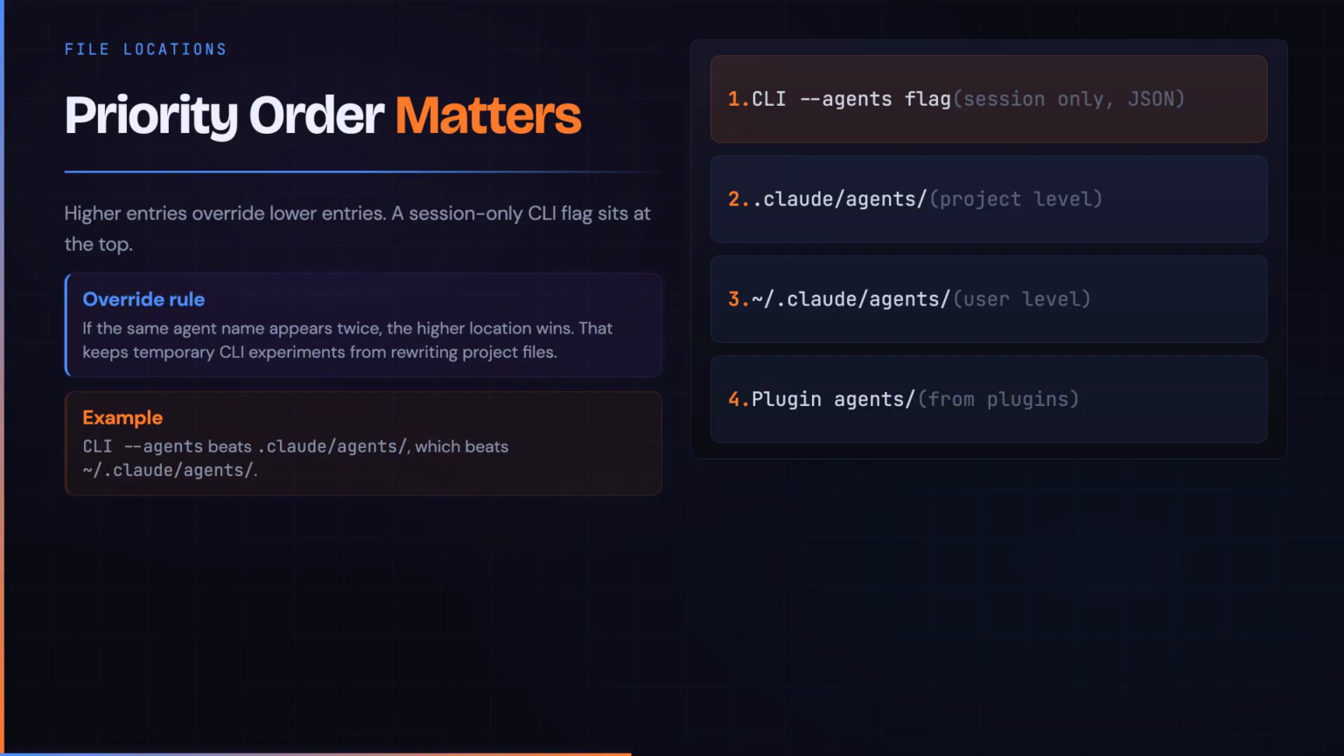Think of agent locations like a stack of override folders. The first match wins. The CLI --agents flag is highest priority and lasts only for the session, with JSON on the command line. Next comes .claude/agents at project level, which is shared through Git. Then comes your personal ~/.claude/agents folder. Plugin agents come last. This order matters because the same name can resolve differently depending on where it is defined.